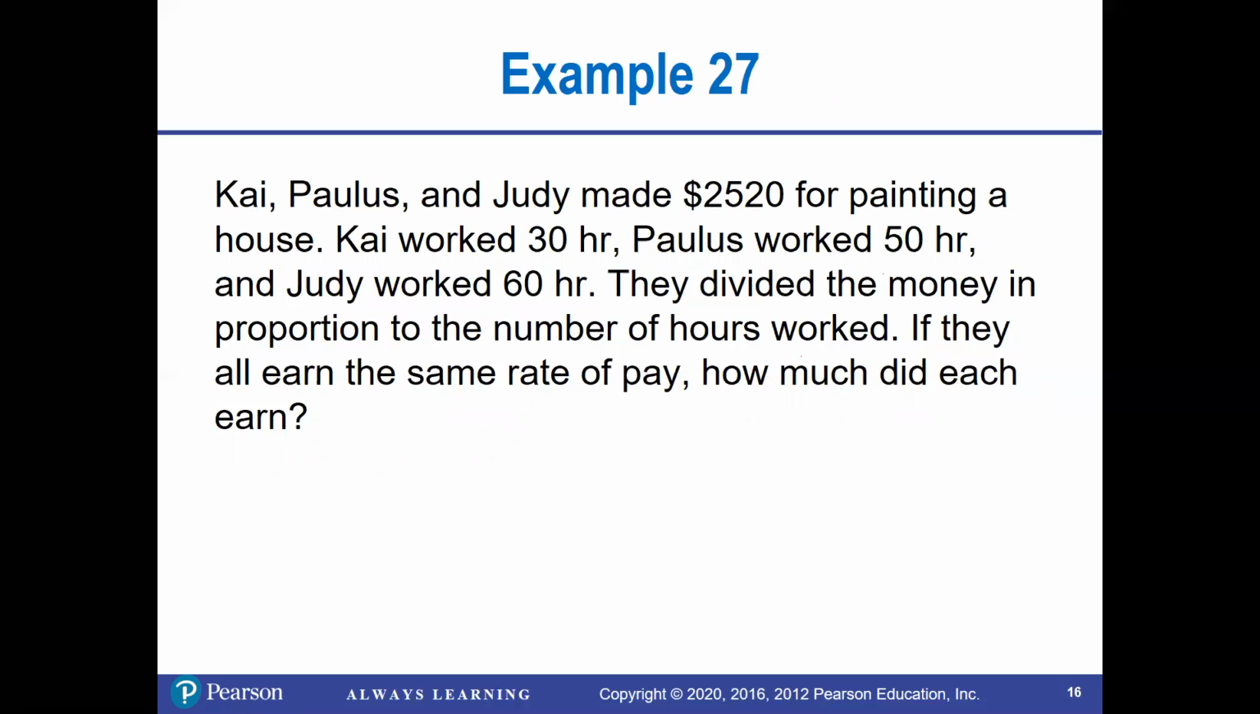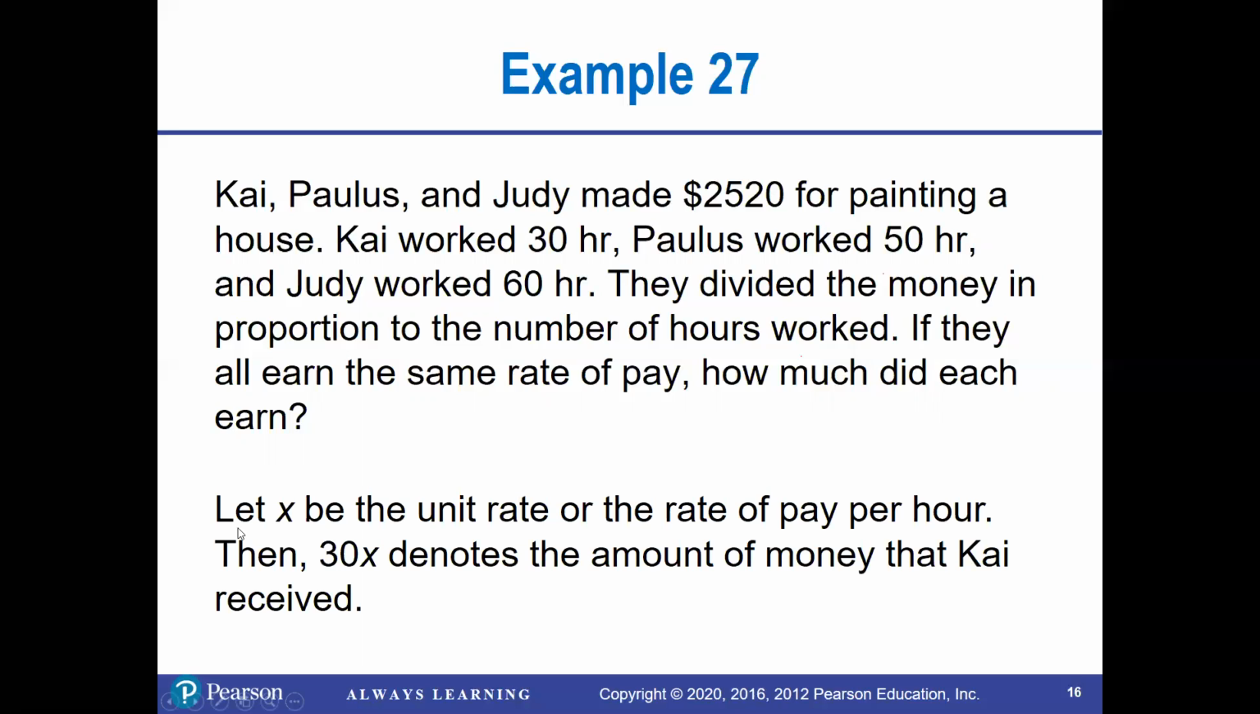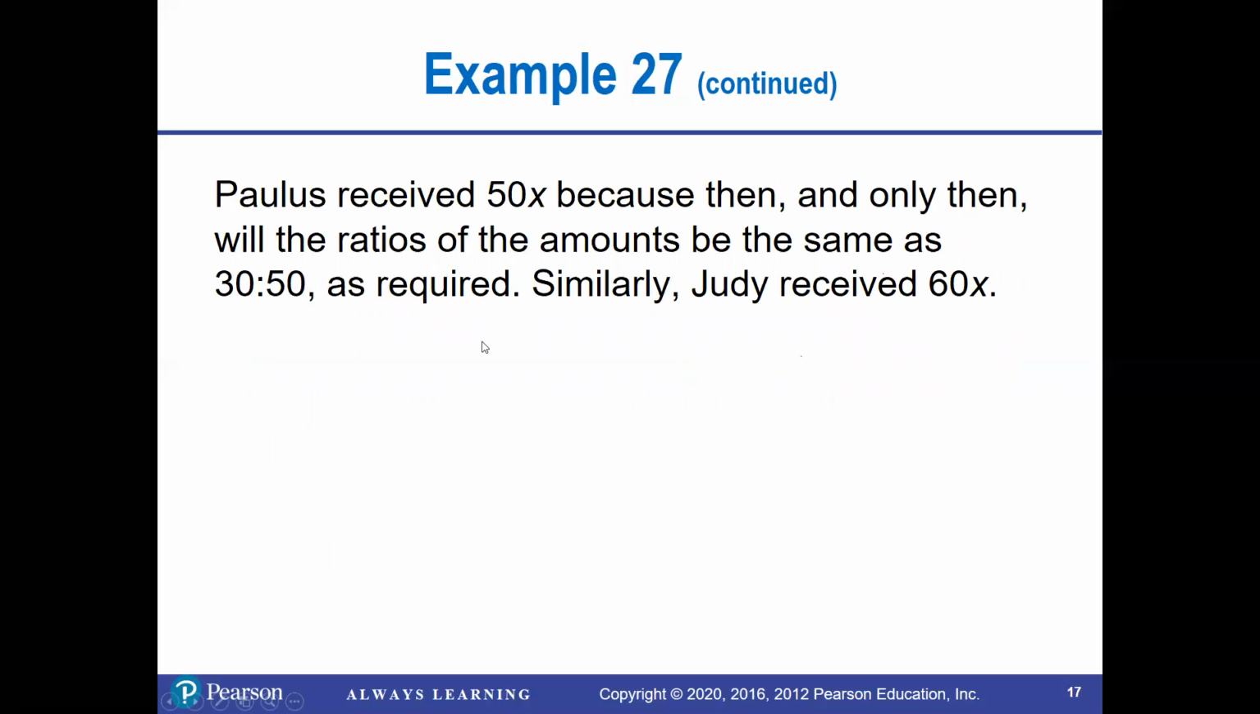How are we going to deal with this? Well, because we know how much they work, and your pay is always the number of hours times how much you get paid per hour. That's what we got to figure out. So if it's proportional, we got to deal with each of these numbers. It says let X be the unit rate they were paid per hour. So that would mean Kai would get 30 times X for how much he received. He'd do the same thing for Paulus, 50 times X, Judy times X.